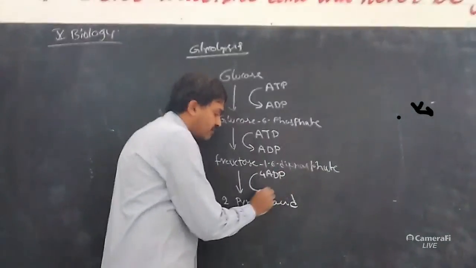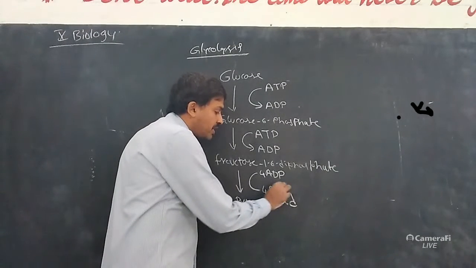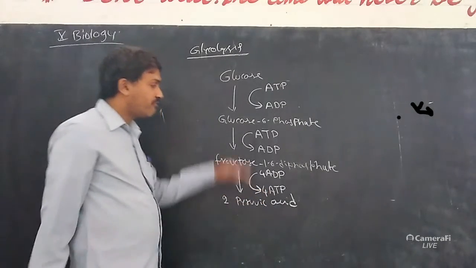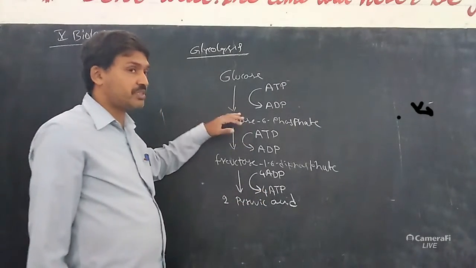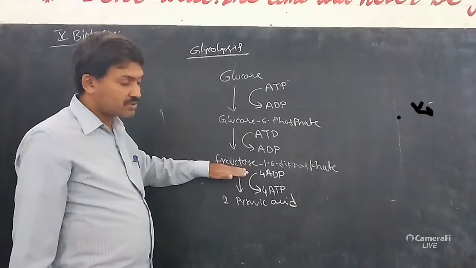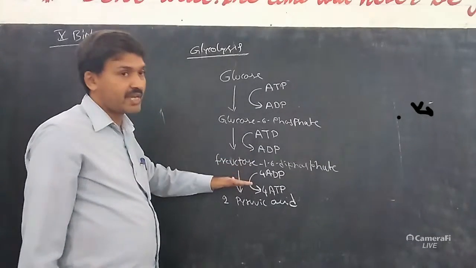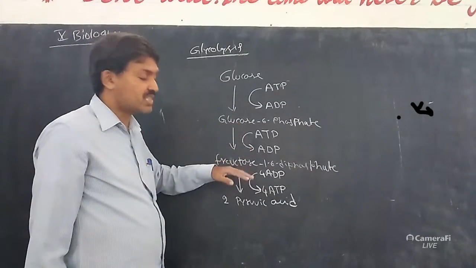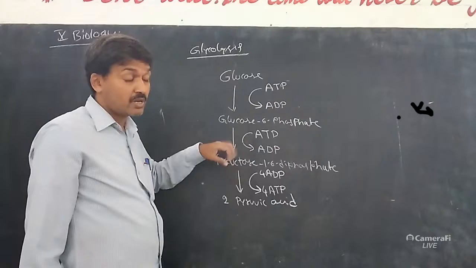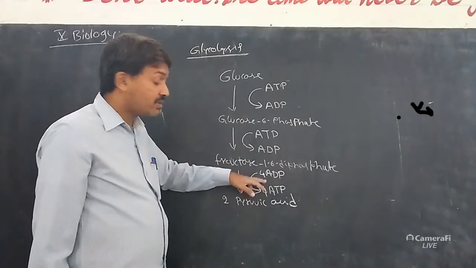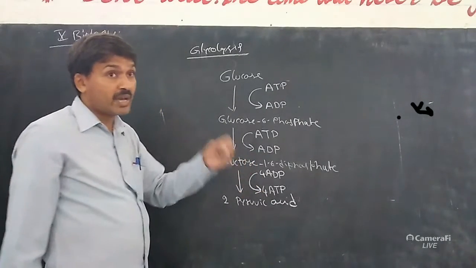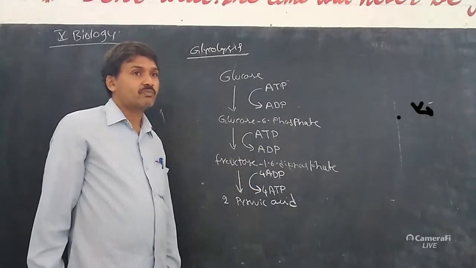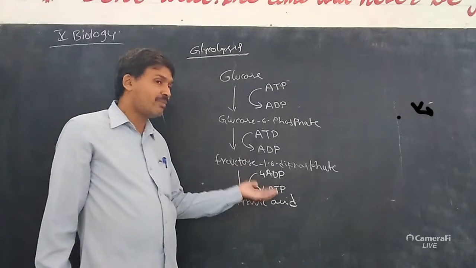4 ADP convert into 4 ATP, which means energy is produced here. In the first two steps, what happened? Energy was consumed. But after the formation of fructose 1,6-diphosphate, in the remaining reactions 4 ADPs convert into 4 ATPs, which means some energy is produced in those reactions. Using that energy, the ADPs combine with phosphates and change into ATP. Here 4 ATPs are forming.